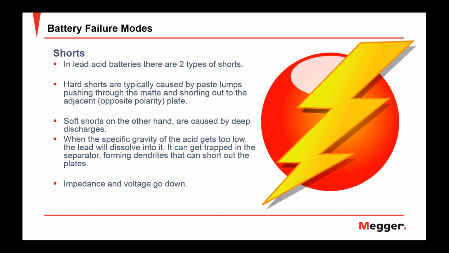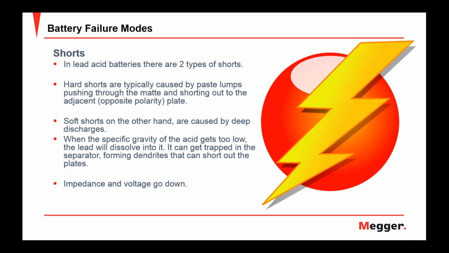Shorts. Now, in batteries, there are basically two types of shorts we can get. We can get what's referred to as hard shorts and soft shorts. Hard shorts are typically manufacturing issues that are caused by paste lumps. The paste lumps will push through the separator and short out the plates. If any of you have ever put in new batteries and seen that after a week or so, suddenly they failed, most likely it's due to a paste lump that has caused the voltage to drop on them, and the impedance also will go down.